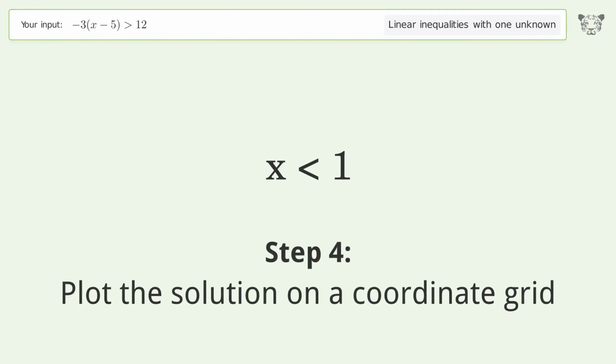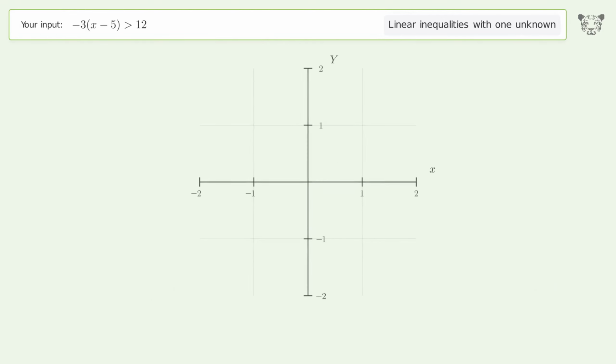Plot the solution on a coordinate grid. And so the final result is x smaller than 1.